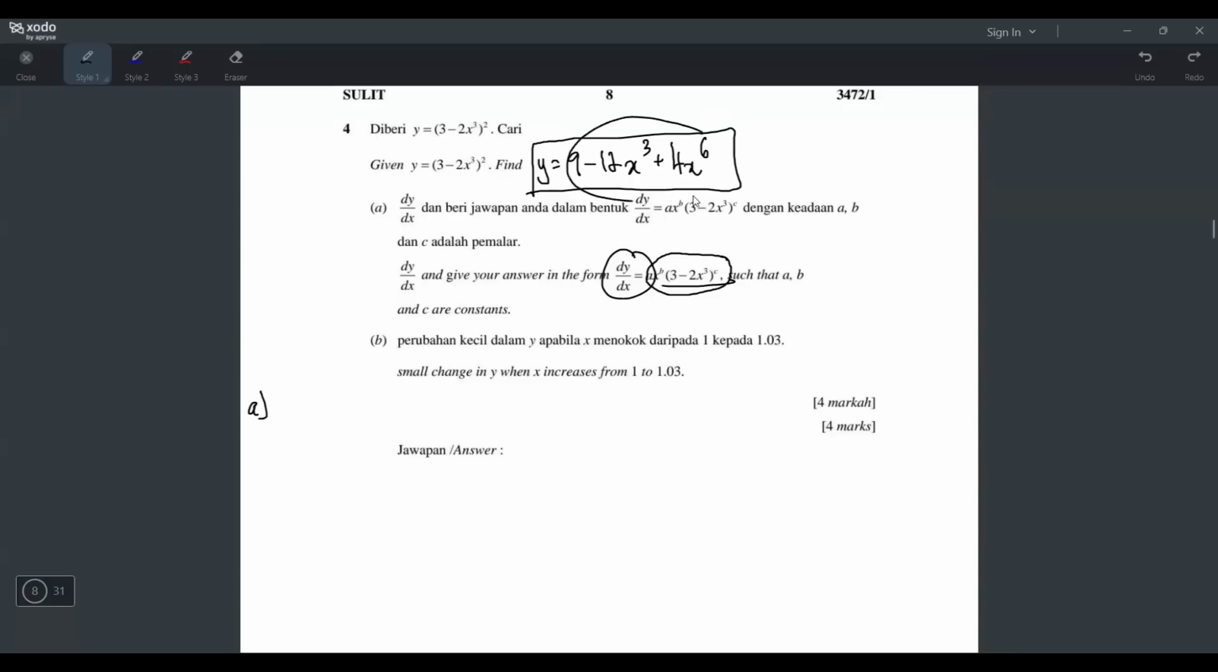If you differentiate this one, I think you can also get the same answer. I'll show you both. Okay, so let's take this one to differentiate: (3 minus 2x) power 3, power 2. So how do we find dy/dx?